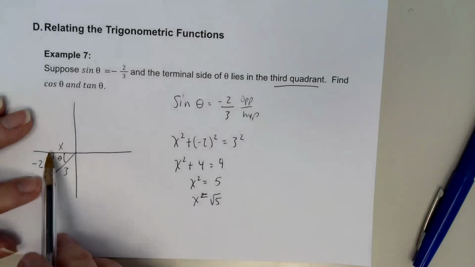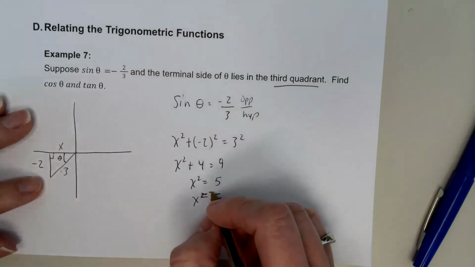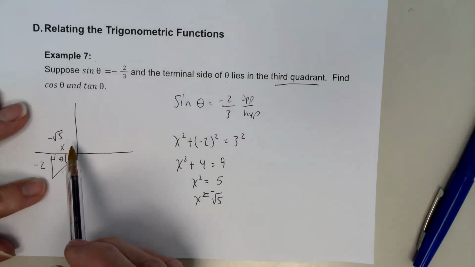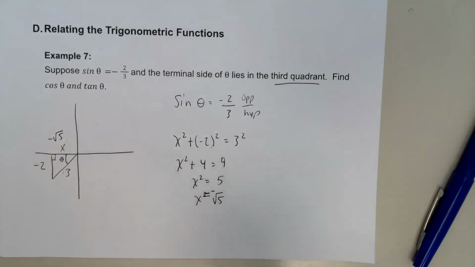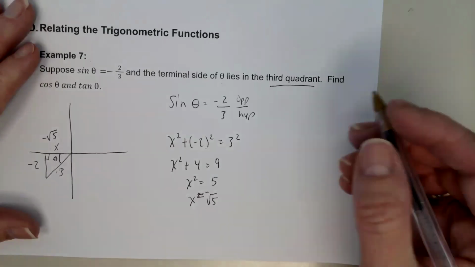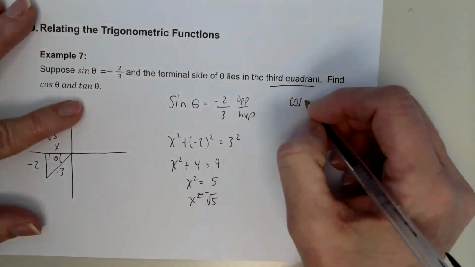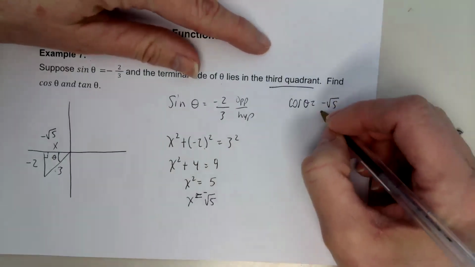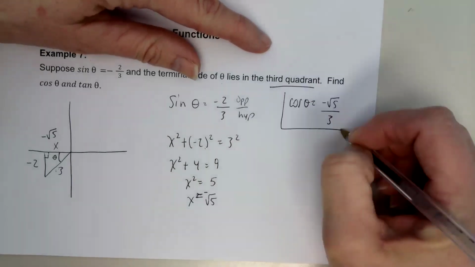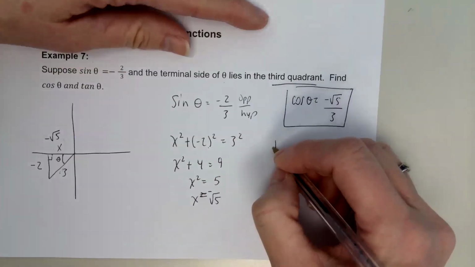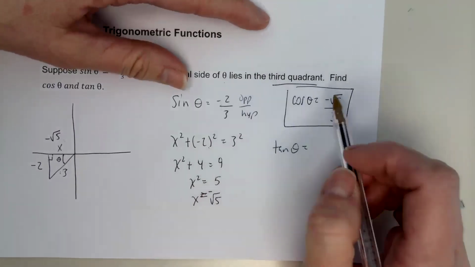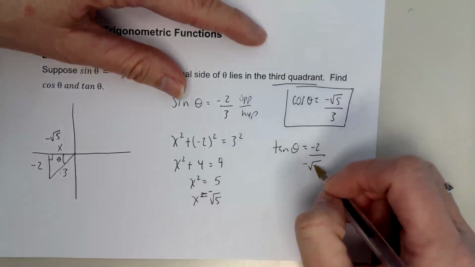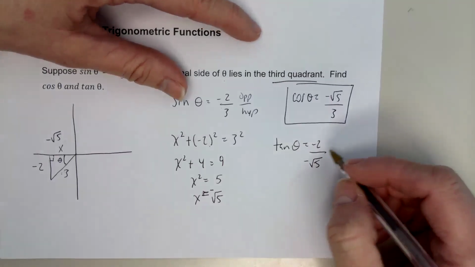But because I know that it is in the third quadrant, I know that it's actually the negative square root of 5, because x is negative in the third quadrant. Okay, so if that is true, then I know that cosine of theta is going to be the adjacent, which is that negative square root of 5 over the hypotenuse, which is 3. And then I know that tangent of theta is sine over cosine, or the opposite, a -2 over the adjacent, which is a negative square root of 5.